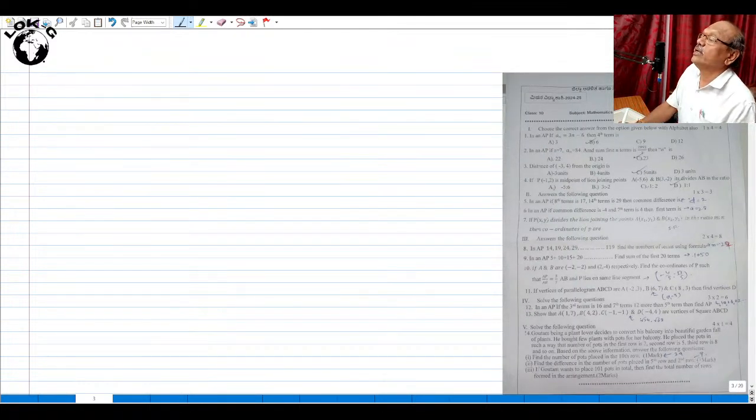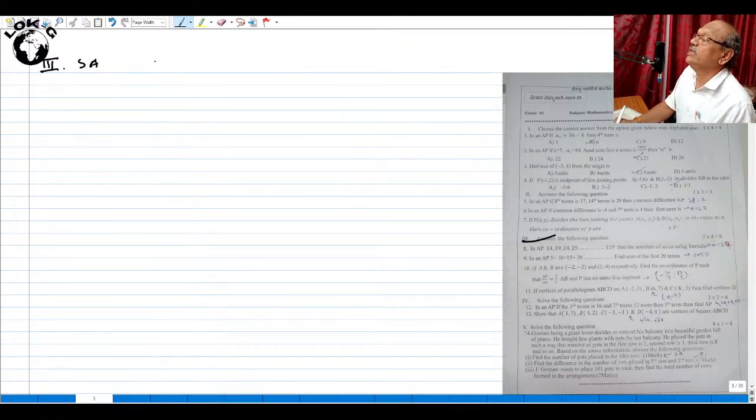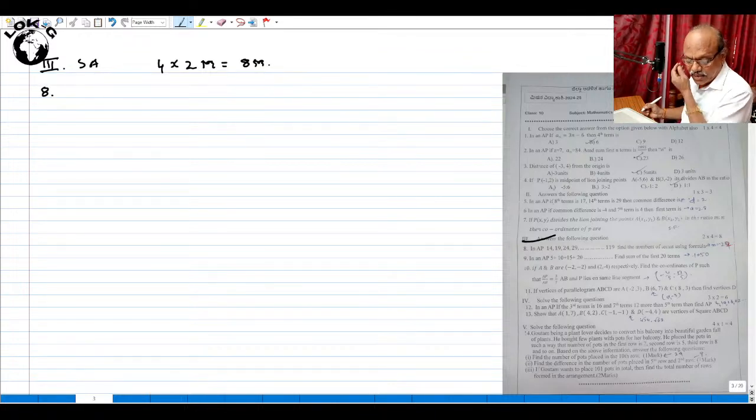In the third part, you will get 2 marks questions. Let us call them essay. You can observe that in the third part, you have to answer 4 questions, each carrying 2 marks. 4 2s are 8 marks. Let us read the first question, question number 8. Don't forget to write the question number correctly in the examination.